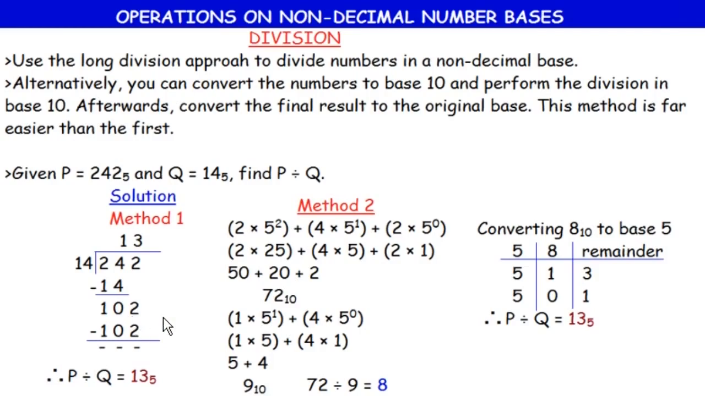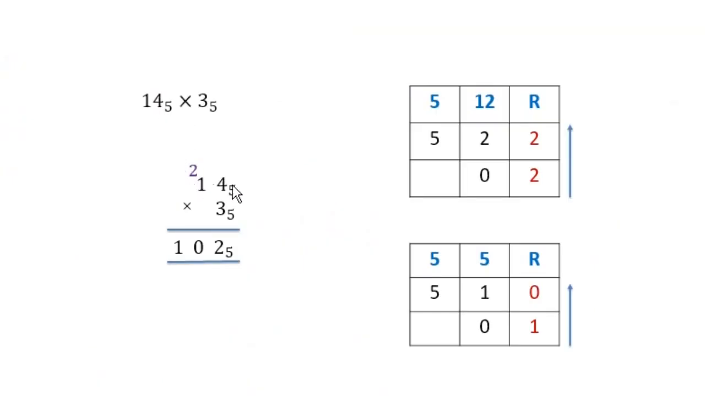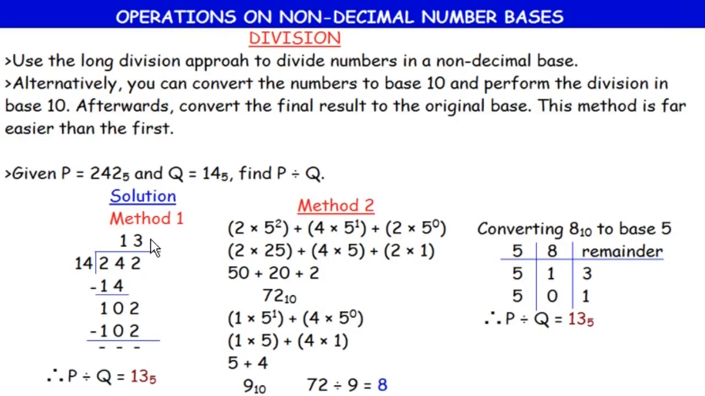So let's look at why it is 3. 14 times 3 base 5 will give you 102 in base 5. So 4 times 3 is 12, and 12 in base 5 is 22. So 2 remainder 2, carry 2, and then 3 times 1 is 3, plus 2 is 5. 5 in base 5 is 10. So the answer is 102. So it means 14 times 3 is 102, and our final answer is 13 base 5.